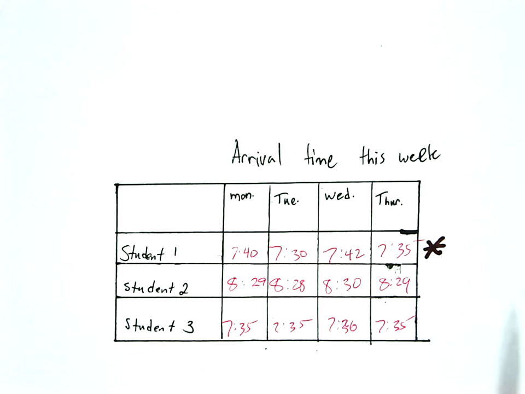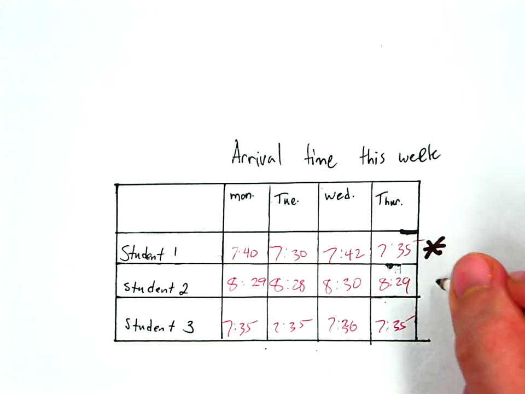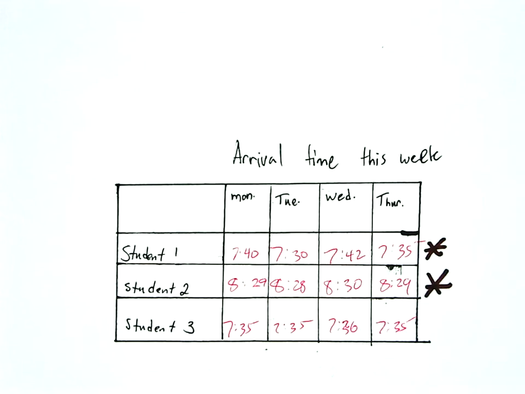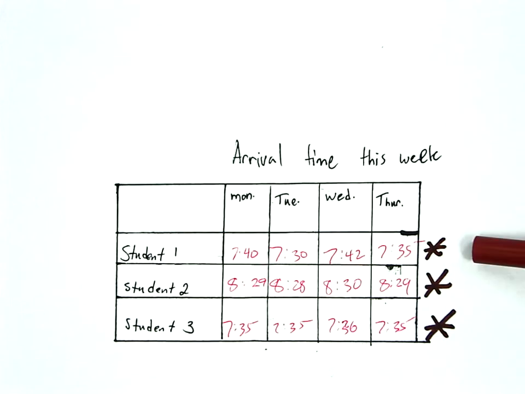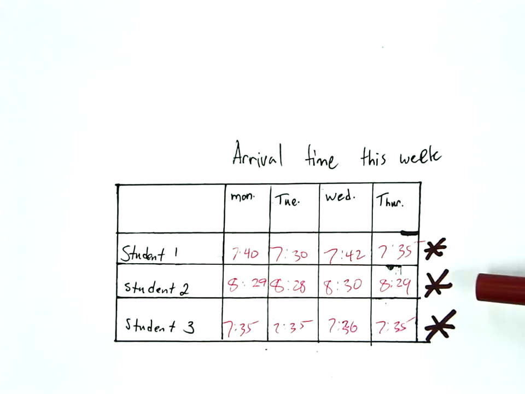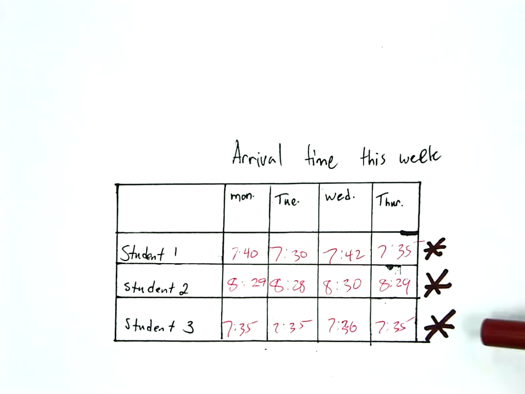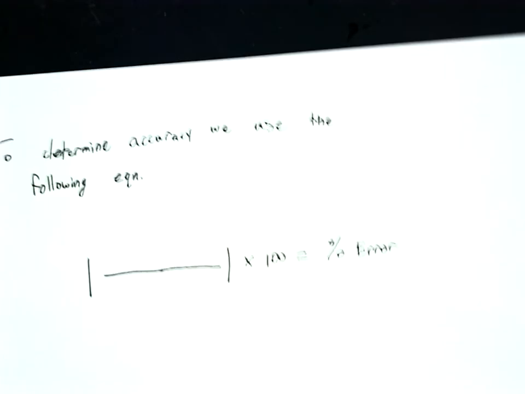So we can say a couple of these are accurate, but they're not very precise. Student 2 is very precise in when they arrive, but they're not very accurate. They're not hitting the time that they're supposed to be here. While student number 3 is accurate and precise. I want you to add those notes on the side here. Student number 1 has some accuracy, student number 2 is very precise, and student number 3 is accurate and precise. You can have both.